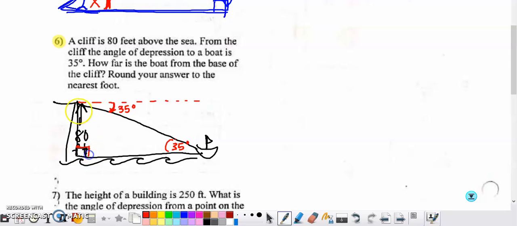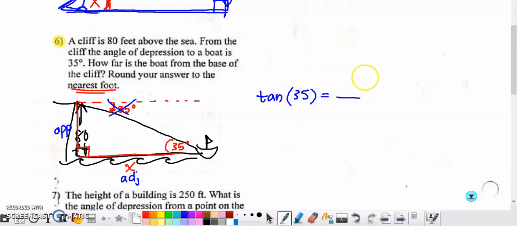So here's your right angle. Trace this here. How far is the boat from the base of the cliff? So we are looking for the horizontal distance along the bottom. Round your answer to the nearest foot. Alright, so I'm going to go with the angle of elevation, 35 degrees. Cross out the depression. Alright, so in relation to that, the 80 is opposite. And what we're solving for is adjacent. Opposite and adjacent is tangent. The angle is 35 degrees. And then opposite over adjacent.